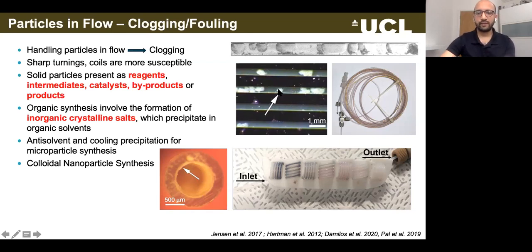And the clogging can happen in different ways. The particles can form bridges and clog the channel like this, or they can be deposited at the side walls, which is called constriction, which usually gets higher and higher in size, and the flow path decreases, and finally the reactor clogs.